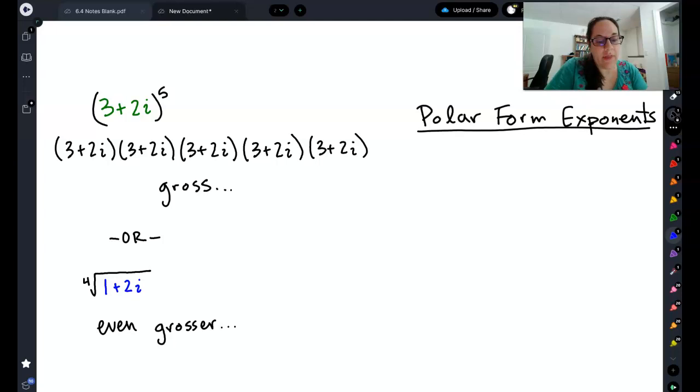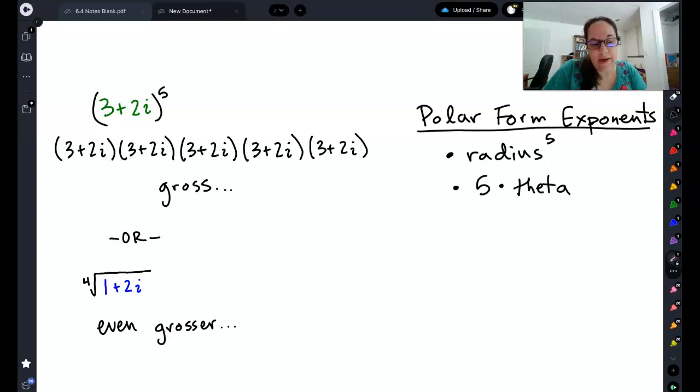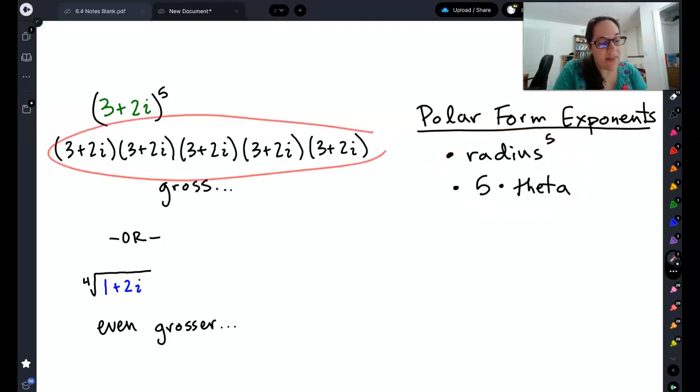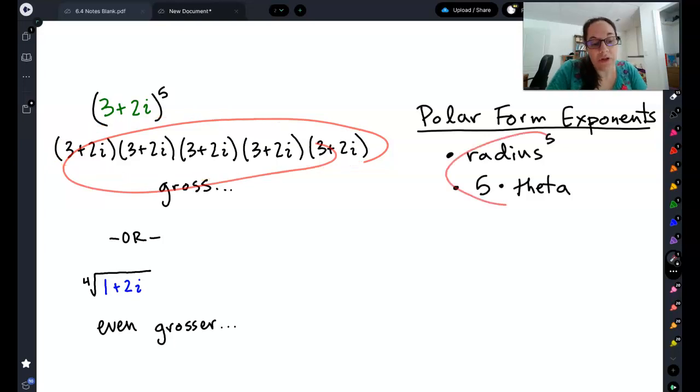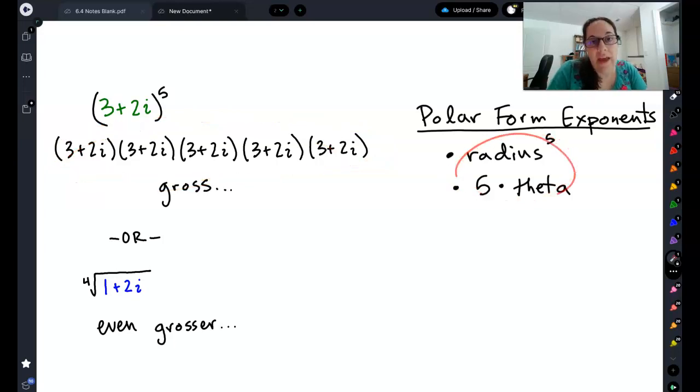If you put this into polar form, all you would have to do is raise the radius to your exponent power and multiply your theta by that exponent power. You could do this, change it back into rectangular form, and you would get the answer to this, which is now going to start to be way faster than trying to multiply that out all those amounts of times.